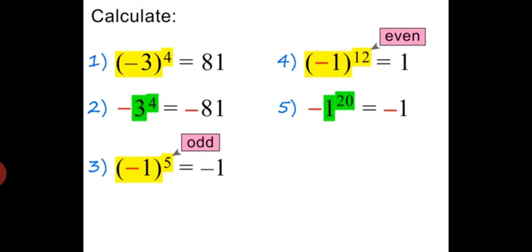Coming to the third example, minus 1 whole to the power 5. Here 5 is the power of minus 1 whole, not only 1. So as 5 is odd, we shall get the result minus 1. But coming to example 5, here 20 is the power of only 1, not minus 1. So though 20 is an even number, we shall get the result minus 1. Example number 4 is clear to you, hope.